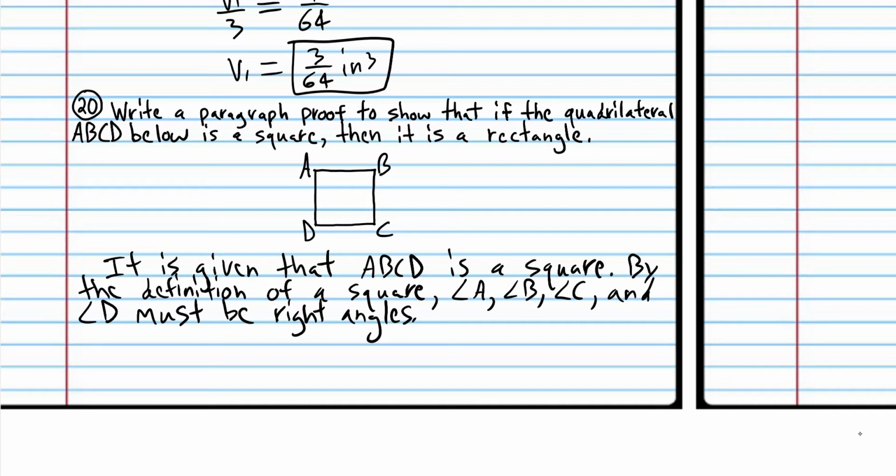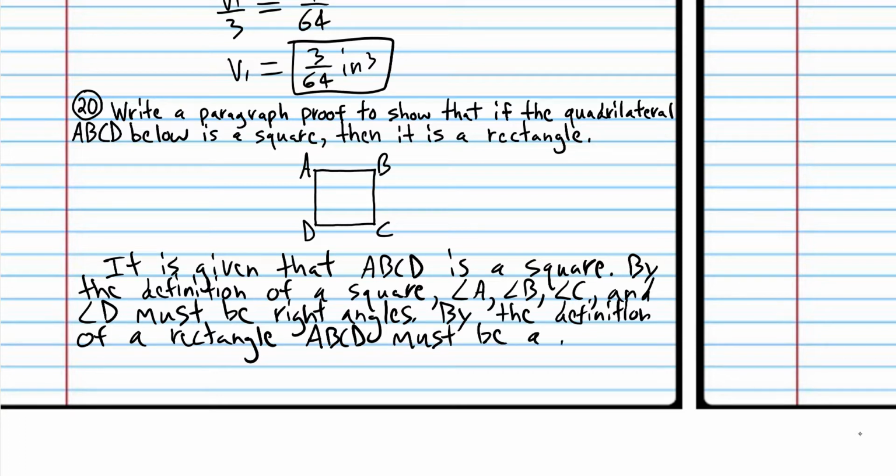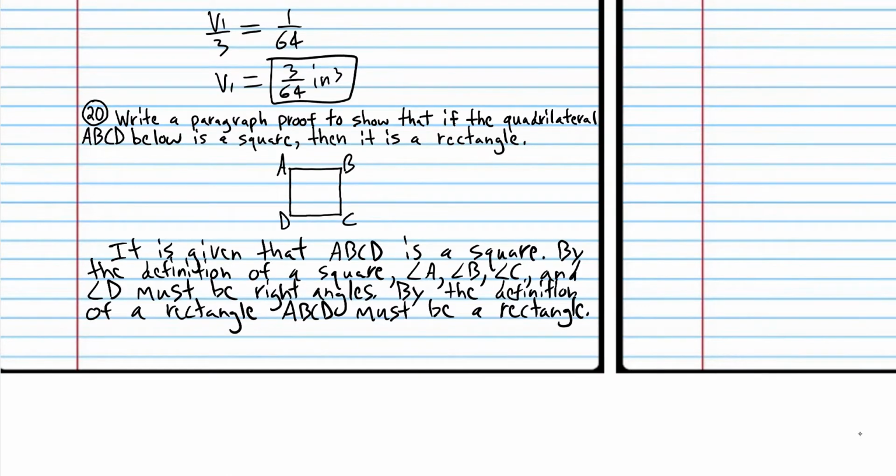Then we can say, by the definition of a rectangle, ABCD must be a rectangle, because a rectangle is defined to be a quadrilateral with 4 right angles, but we showed by the definition of a square that this quadrilateral has 4 right angles. So by the definition of a rectangle, I should put a comma there, ABCD must be a rectangle.